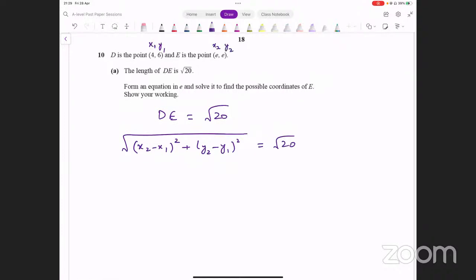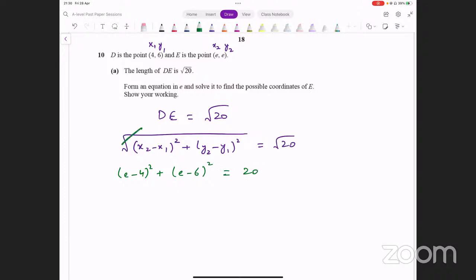Now you just have to input values here. Square both sides, and the square root will go away. On the left side you have e minus 4 whole squared plus e minus 6 whole squared. On the right side you have 20. We removed the square root by taking the square.